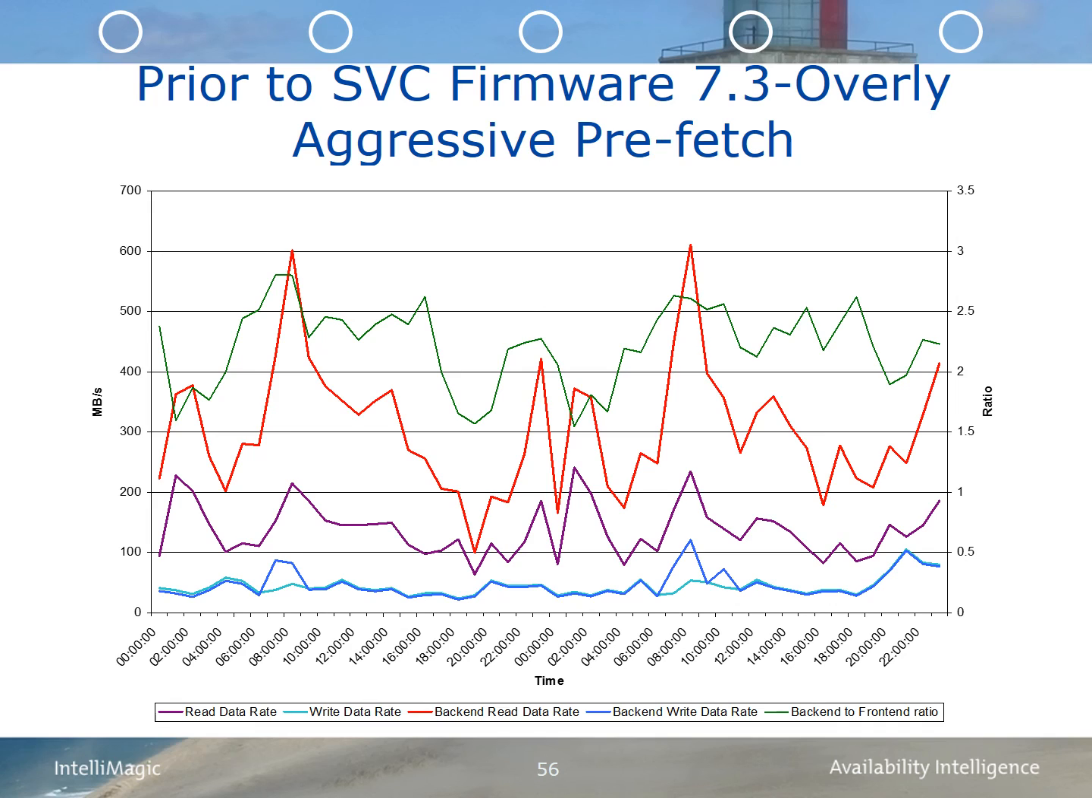Prior to SVC Firmware 7.3, the sequential prefetch algorithm was overly aggressive, resulting in higher data rates for back-end reads than front-end reads. If you see this on your system, you should consider upgrading to version 7.3.